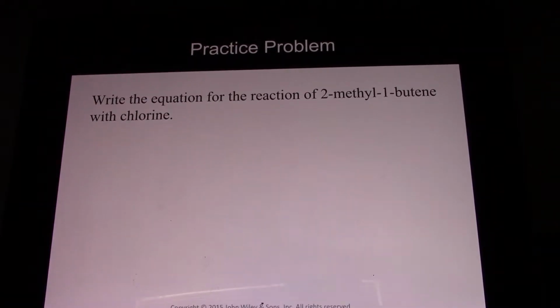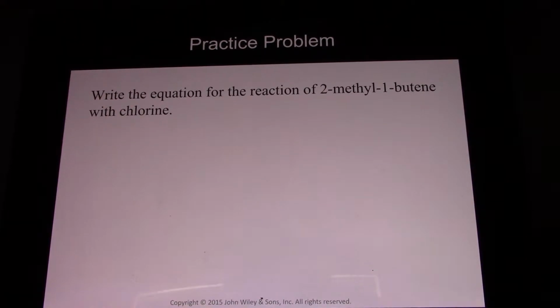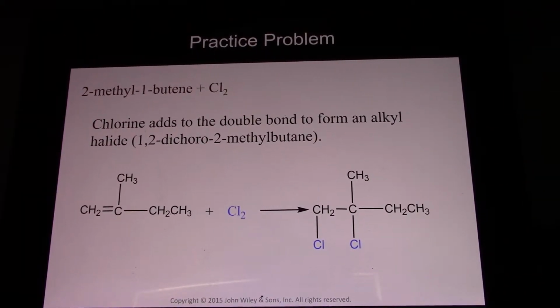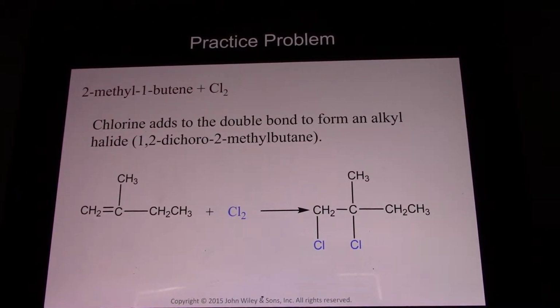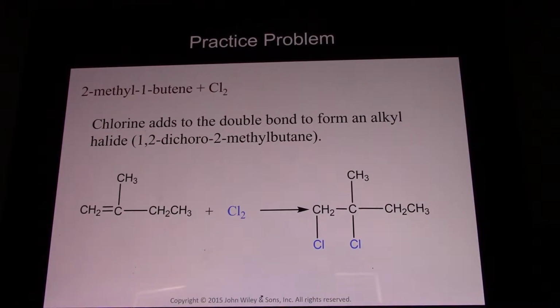Write the equation for the reaction of 2-methyl-1-butene with chlorine. Well, chlorine adds to the double bond, so you have a chlorine at each carbon.